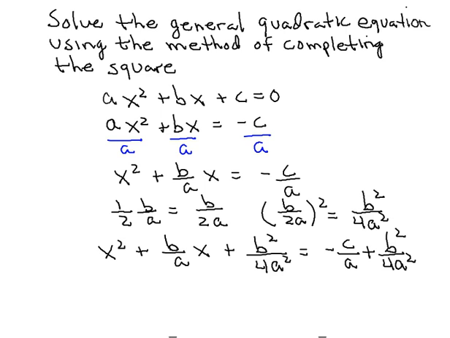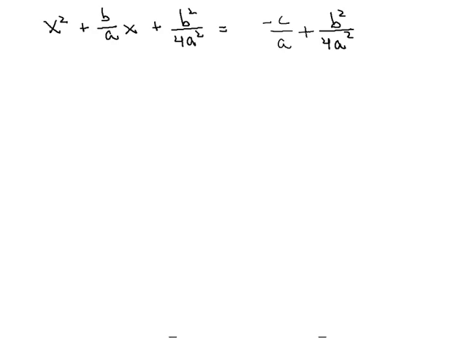Now we can easily factor the left hand side, but on the right hand side we need to get a common denominator to combine those two fractions together. So we'll do that next. Now you can see that the lowest common denominator of the two fractions on the right hand side will be 4a squared, which means we need to multiply the numerator and denominator of this first fraction by 4a to change it into a form that will give us that lowest common denominator.